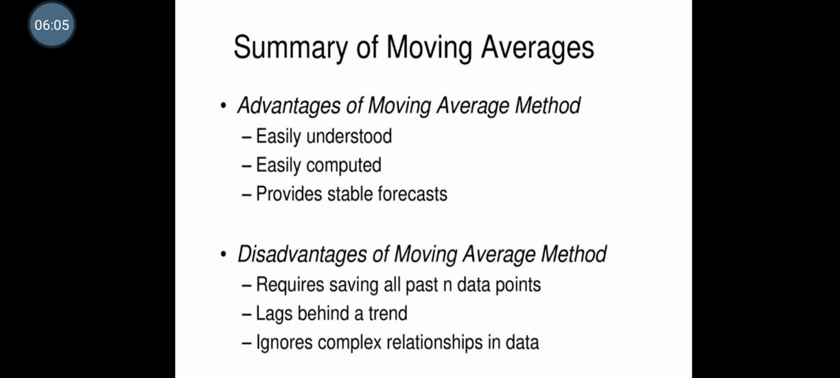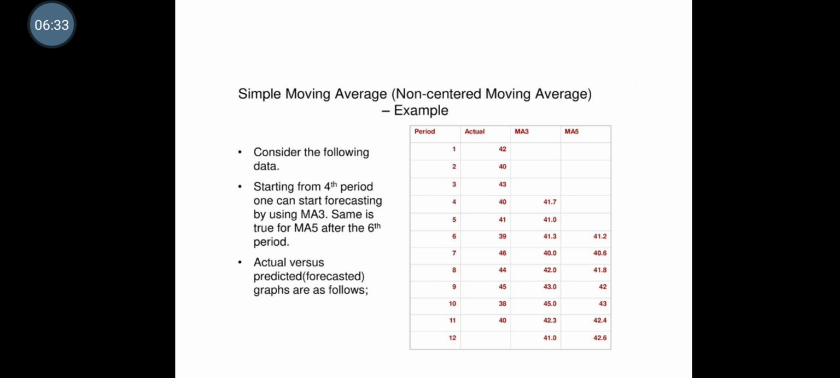Summary of the moving average. Advantages of the moving average: easily understood, easily computed, and provides stable forecasts. Disadvantages of the moving average method: it requires saving all the past n data points, lags behind the trend, and ignores complex relationships in the data.